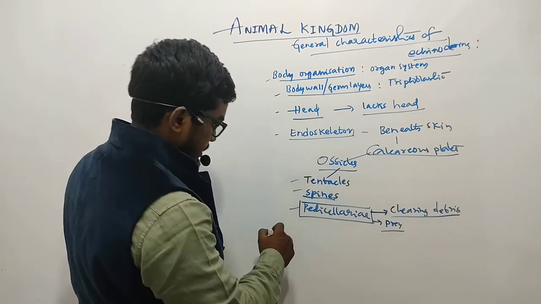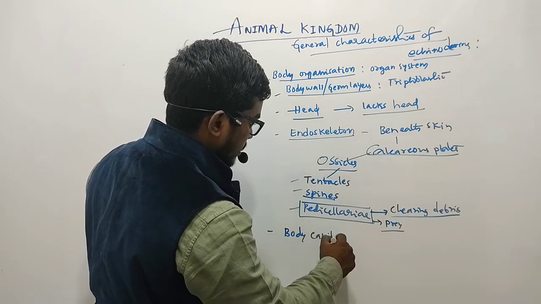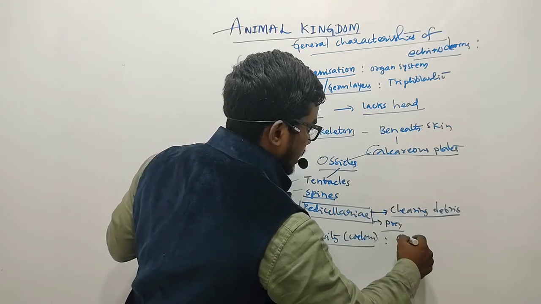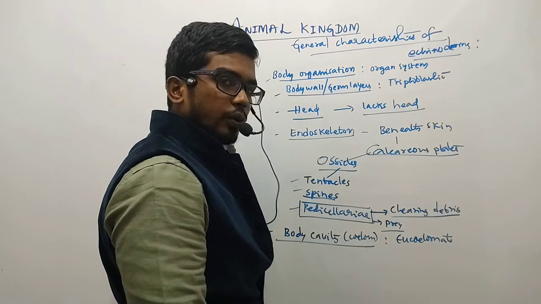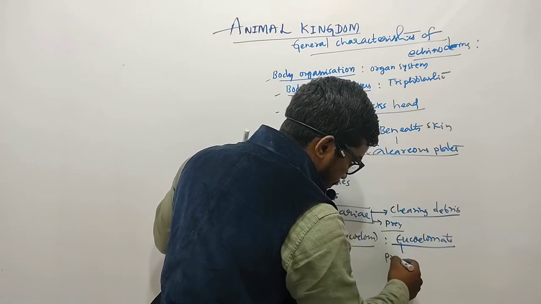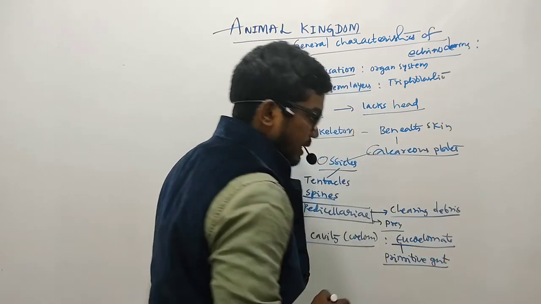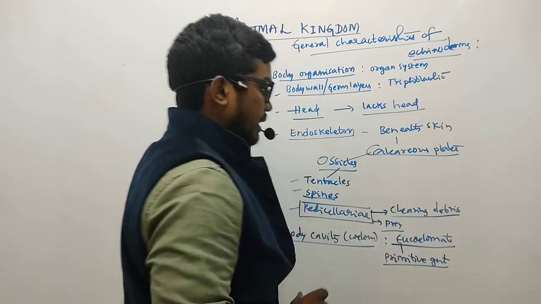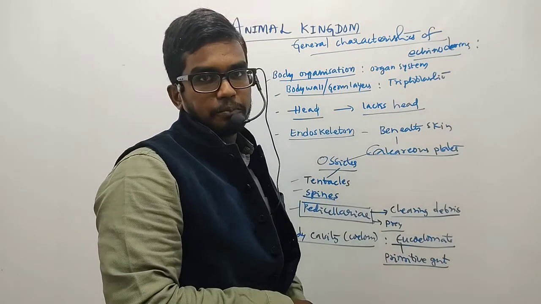Alright, moving ahead, let me also tell you about their body cavity or coelom. Here, as I already mentioned, they are eucoelomate organisms. That means they have the true body cavity. That body cavity is derived from the primitive gut. The gut is not so well developed here, but yet it helps in the formation of the body cavity called the eucoelomate cavity.